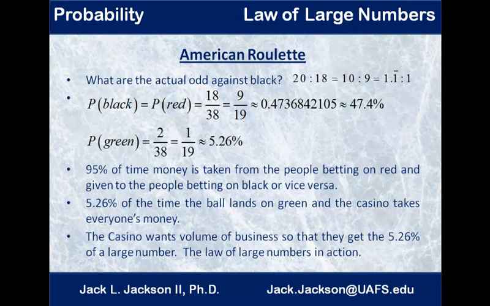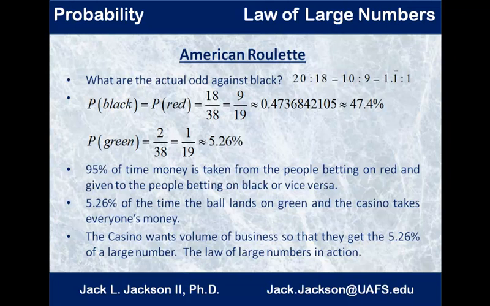So the probability of black and the probability of red are both the same. It's 18 over 38, which reduces to 9 over 19, or about 47%. The probability of green is 2 over 38, or 1/19. That rounds off to approximately 5.26%. So let's see how this works here.